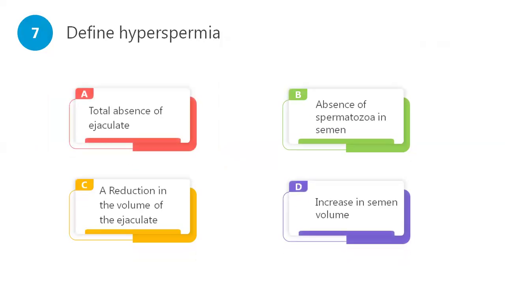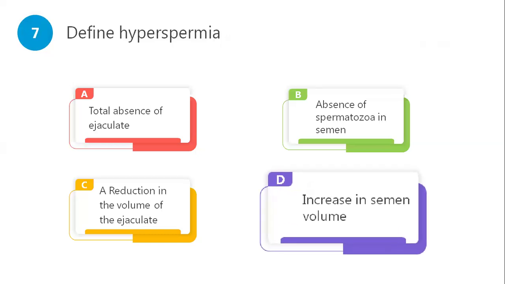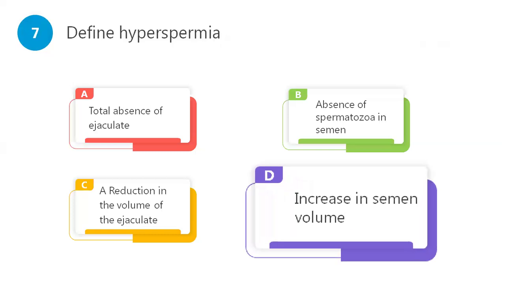Next question, define hyperspermia. So what is meant by hyperspermia? Option A, total absence of ejaculate. Option B, absence of spermatozoa in semen. Option C, a reduction in the volume of the ejaculate. Option D, increase in semen volume. Here the right answer is option D, increase in semen volume.